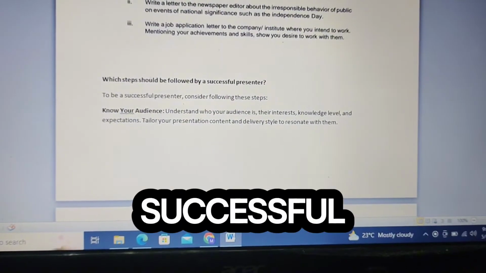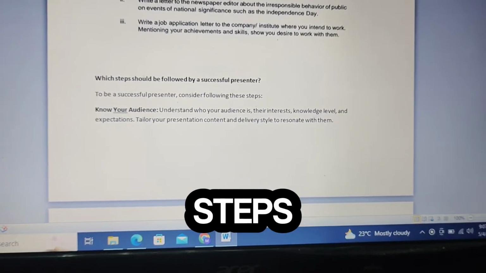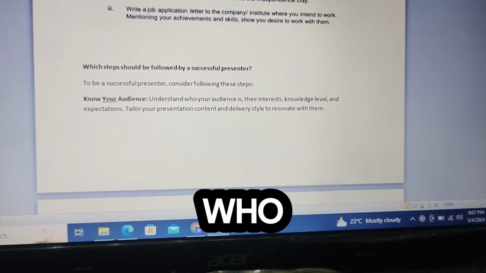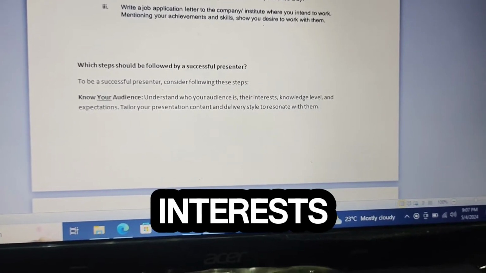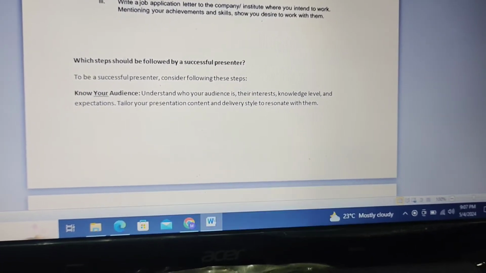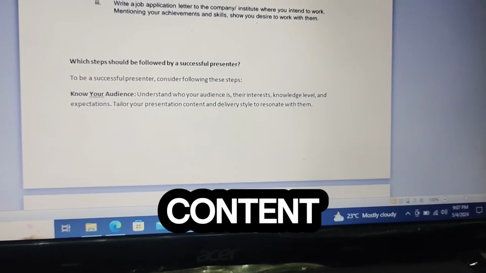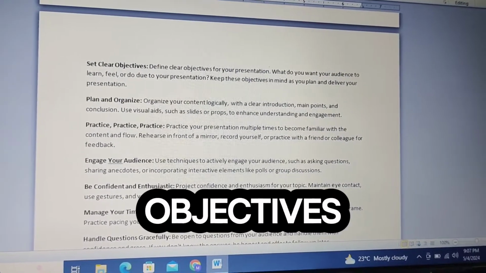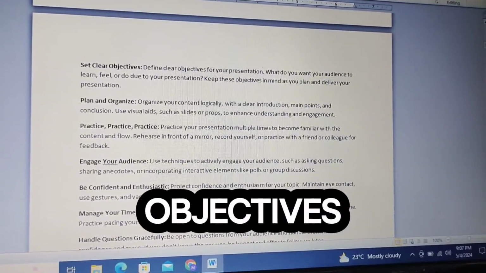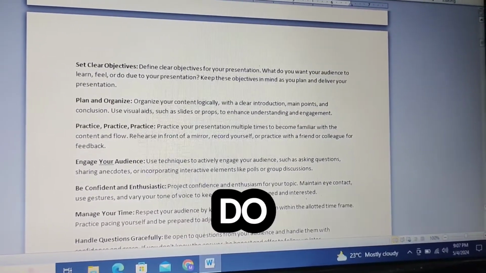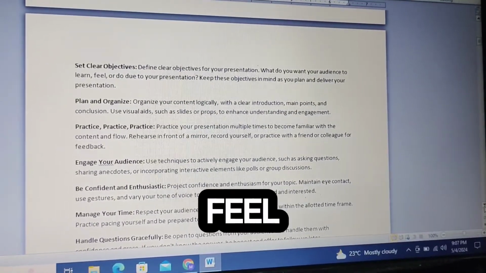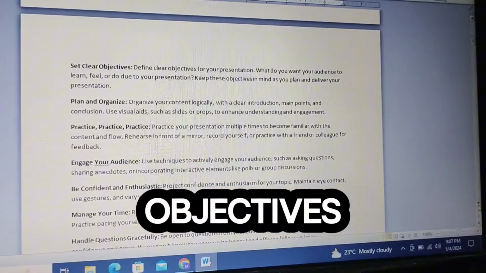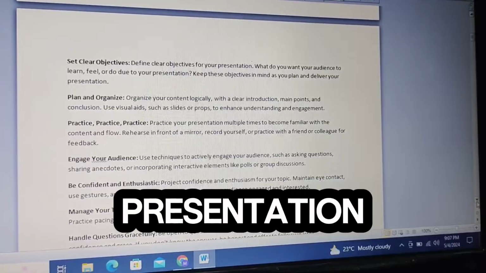To be a successful presenter, consider following these steps. Number 1, knowing your audience. Understand who your audience is, their interests, knowledge level, and expectations. Tailor your presentation content and delivery style to resonate with them. Set clear objectives. Define clear objectives for your presentation. What do you want your audience to learn, feel, or do due to your presentation? Keep these objectives in mind as you plan and deliver your presentation.